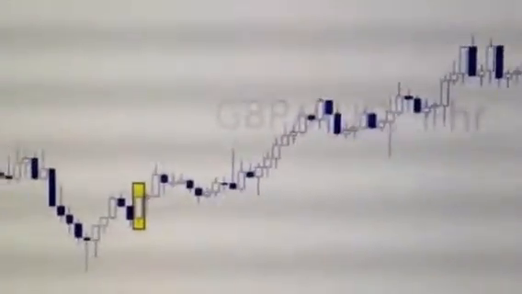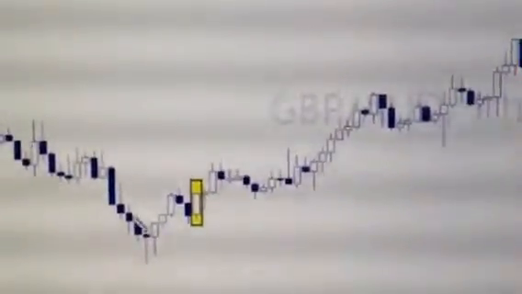I don't think there's any tweezer bottoms on this screen. Tweezer bottoms are pretty rare. If you see them, they're rock solid. They're awesome. This is a wonderful morning star. You have decision, indecision, decision. Look how that also caused the market to U-turn on the way up.